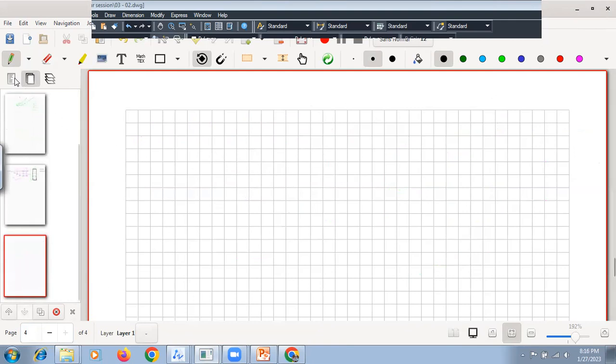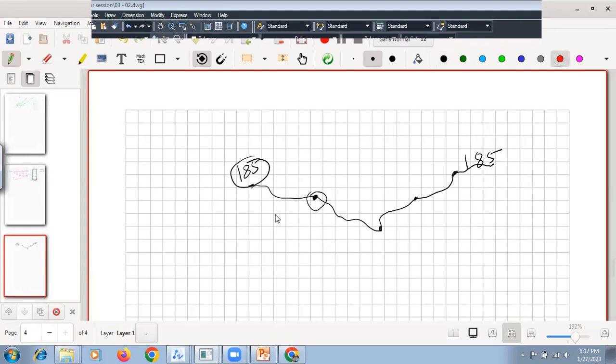So 185 here and 185 here. Between these, contours are shown. That means it is not flat. Either it is like this, right? Therefore, the contours of this point, this point, this point, this point are shown. The value of these contours is not given. Therefore, we cannot conclude. Or the second option is, it may be like this.